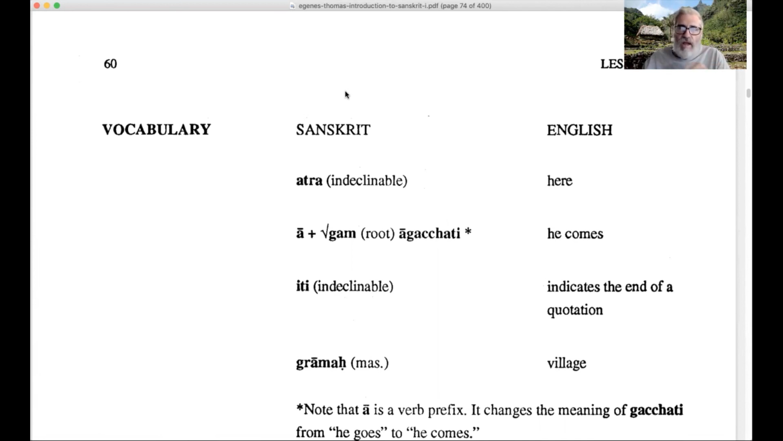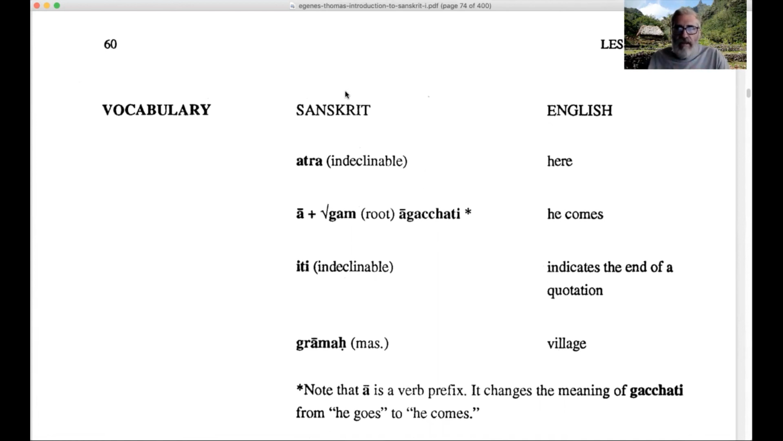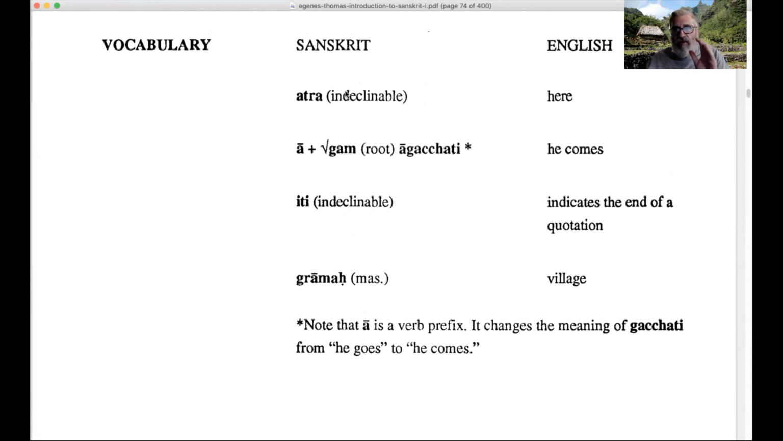So we have an indeclinable, atra. Atra means here. That's easy, right? Now we have the verb to come, right? The verb to come is agachati. You can just think of the verb to come as agachati, right? He's trying to explain it here. There's a square root sign here in front of gam. When you see a square root sign, which is an actual mathematical sign, but it's used in grammar to show that the word gam is the root.